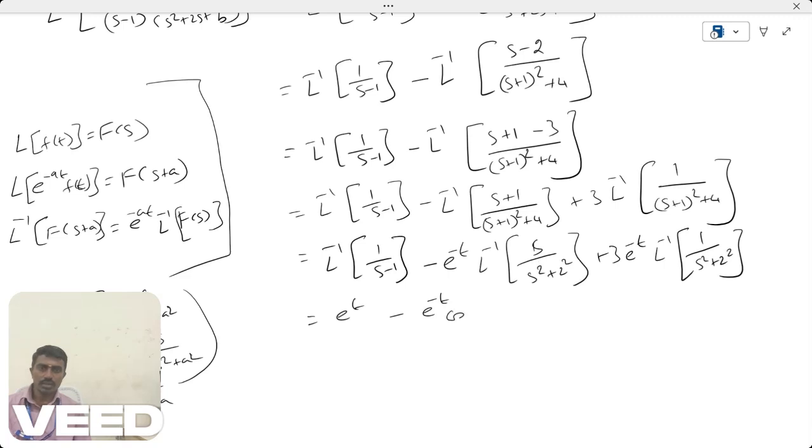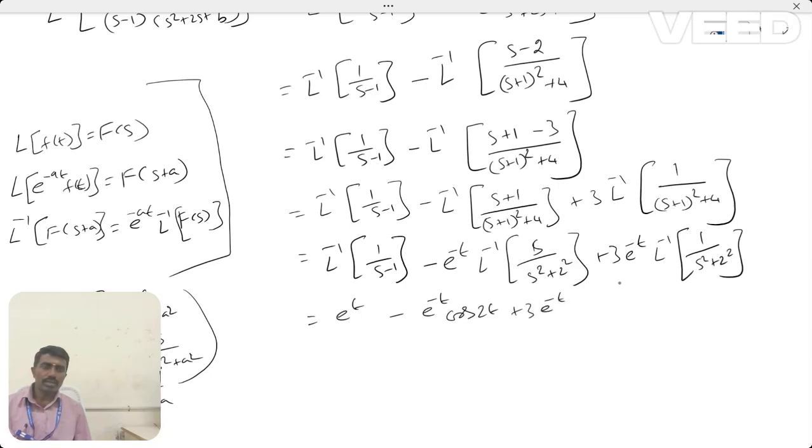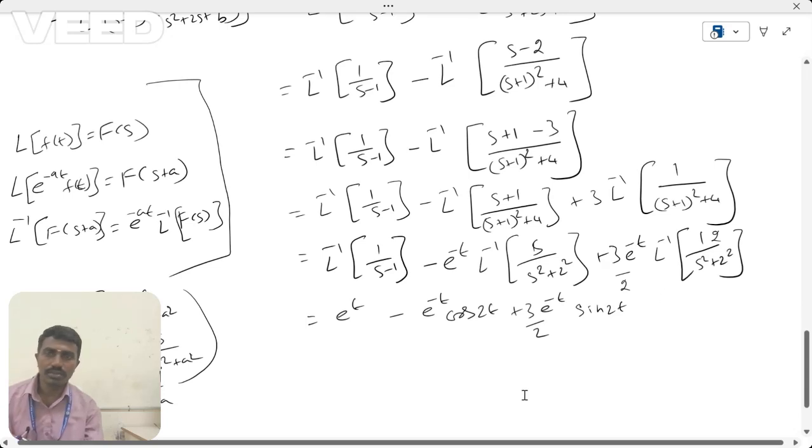So cos 2t, plus 3 e power minus t. Here L inverse of 1 by s square plus a square is there, so that is 3 by 2, because 2 is not there, so multiply and divide by 2, then you get 3 by 2 e power minus t, then L inverse of a by s square plus a square, so that is sin 2t. That's all. So this is the required inverse Laplace transform.